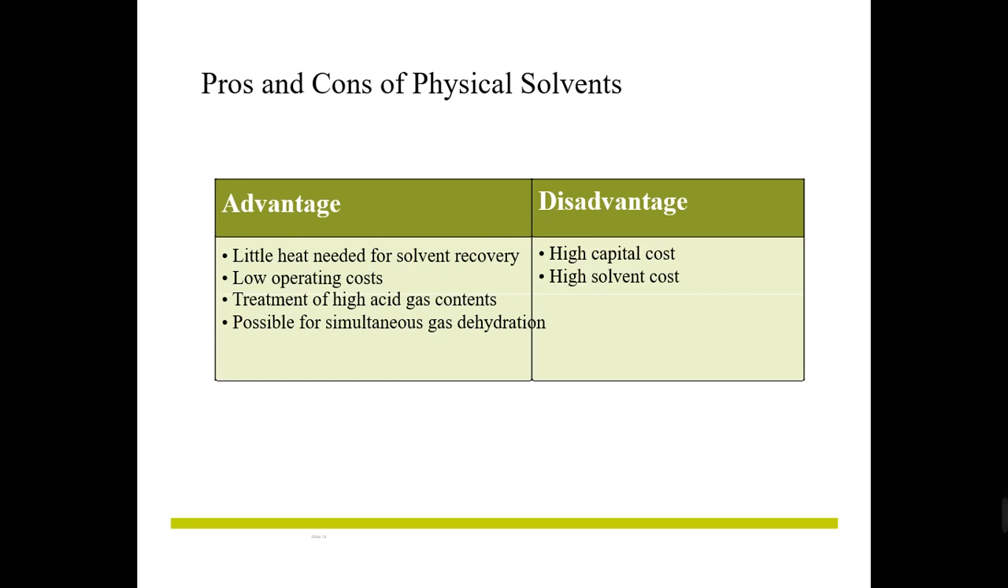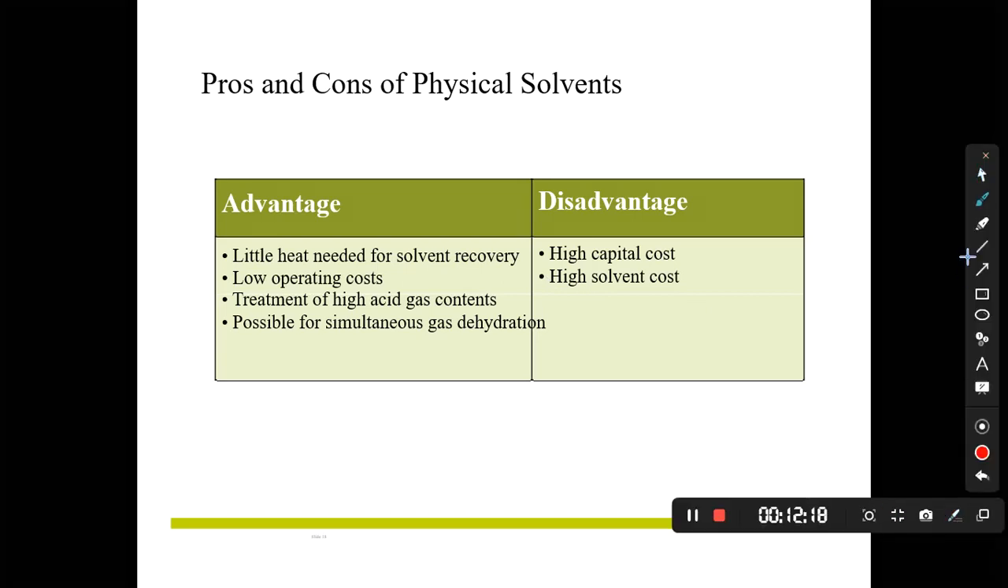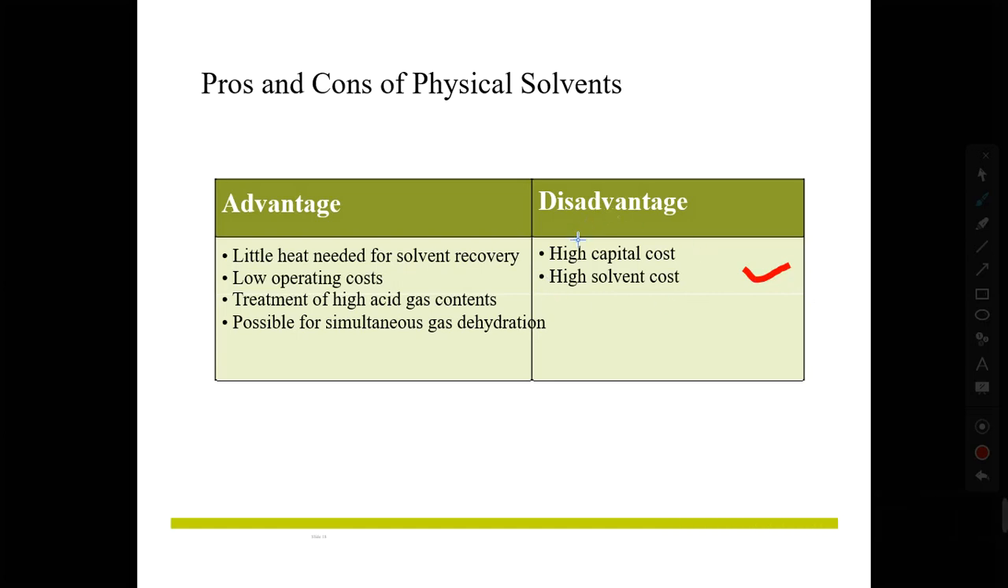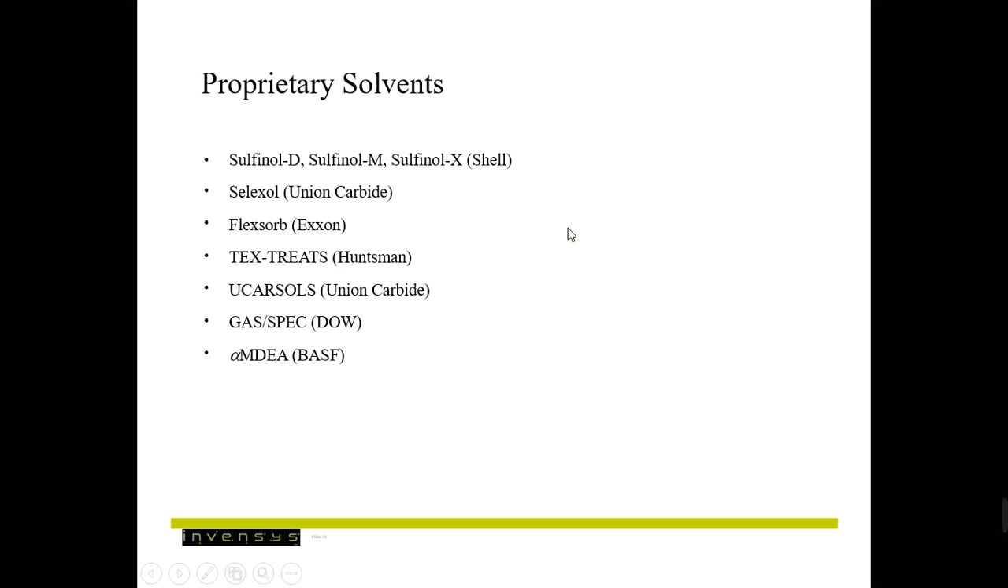But they have very high capital cost and high solvent cost. I mean, they are not easy to buy, and they are not easy to manage. Once they are saturated, we have to replace them, so they have a very high cost. That's why we don't use them. We use the amines mostly.